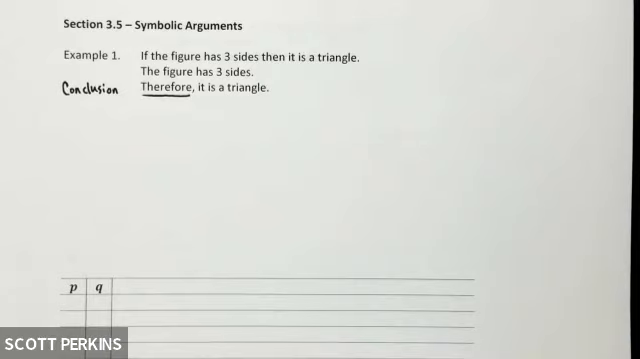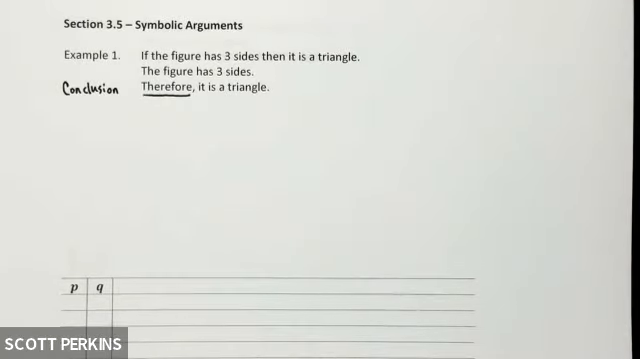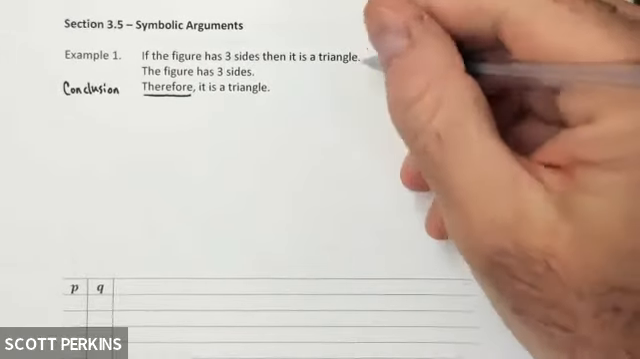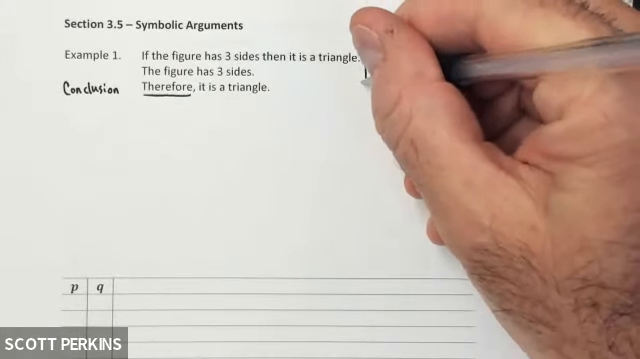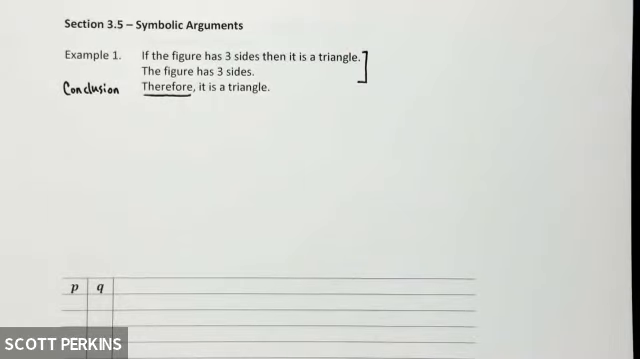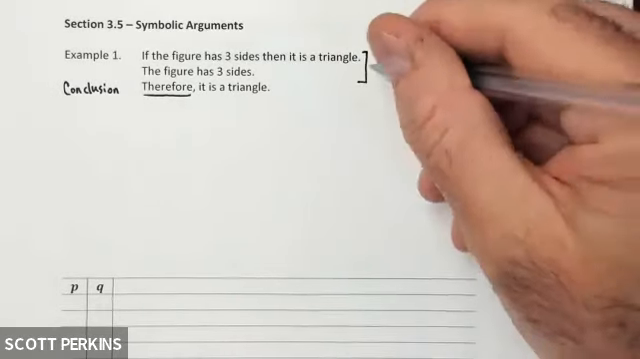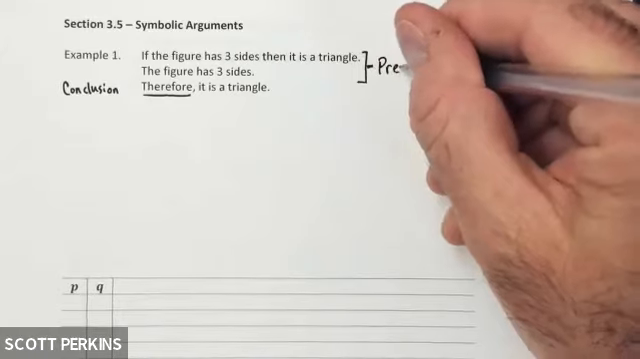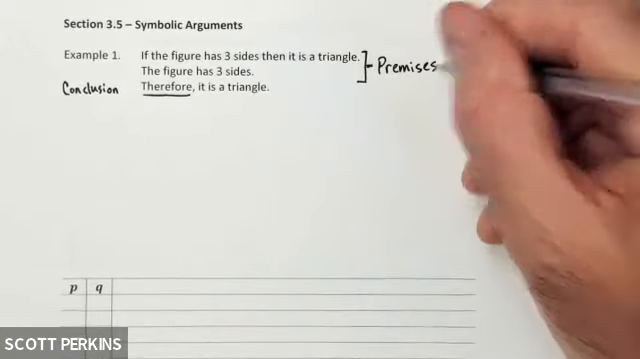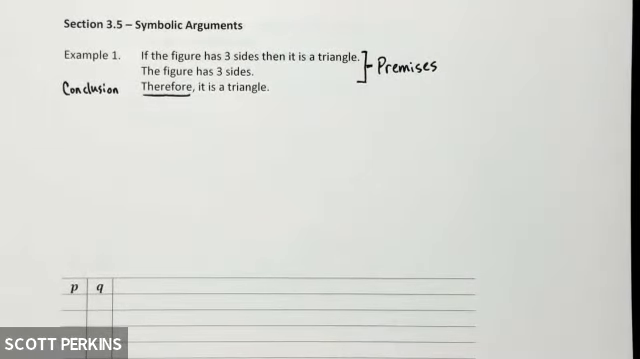So what we want to know is, do the 2 statements above that logically imply that that conclusion has to be the result? Now, these 2 statements right above the conclusion, if the figure has 3 sides, then it's a triangle, and the figure has 3 sides, are called the premises of the argument. So if I use those words, that's what I'm referring to. You've got your premises, and then you've got your conclusion. Those are the different aspects of the argument.